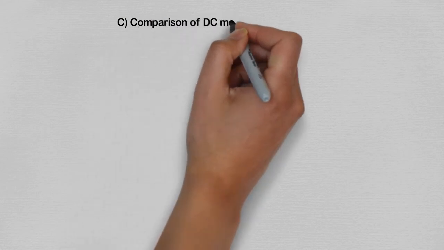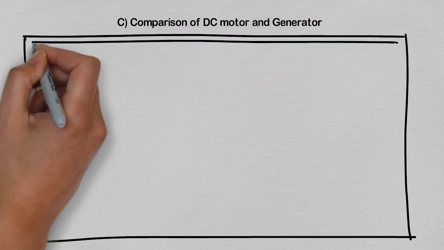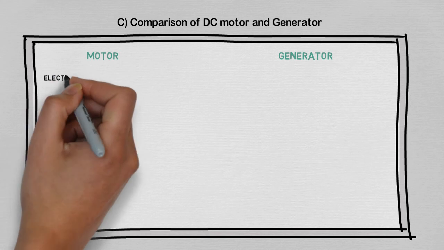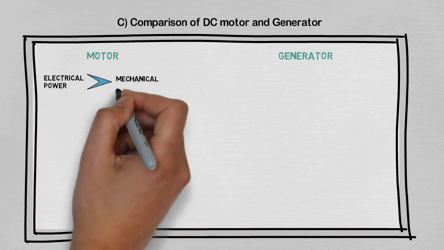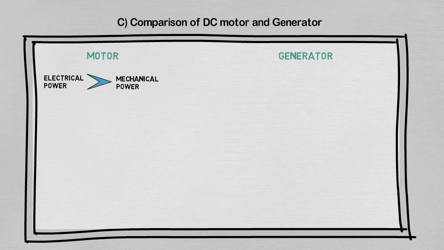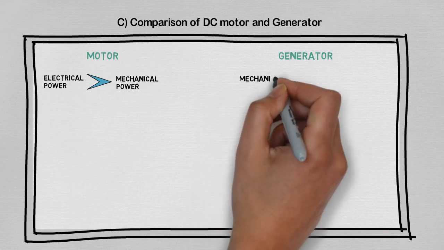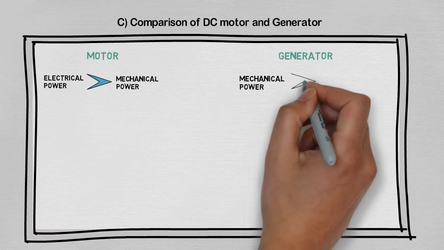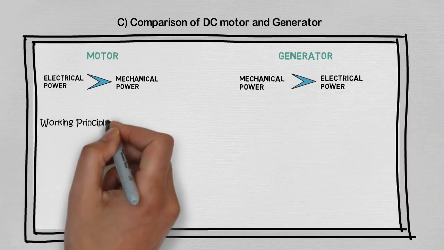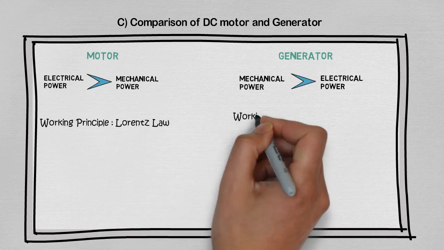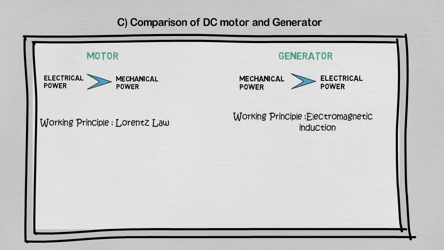Now, we will look at the comparison of DC motor and DC generator. First is, motor will convert electrical power to mechanical power, while generator will convert mechanical power to electrical one. Second is, motor works on the principle of Lorentz law, while generator works on the principle of electromagnetic induction.